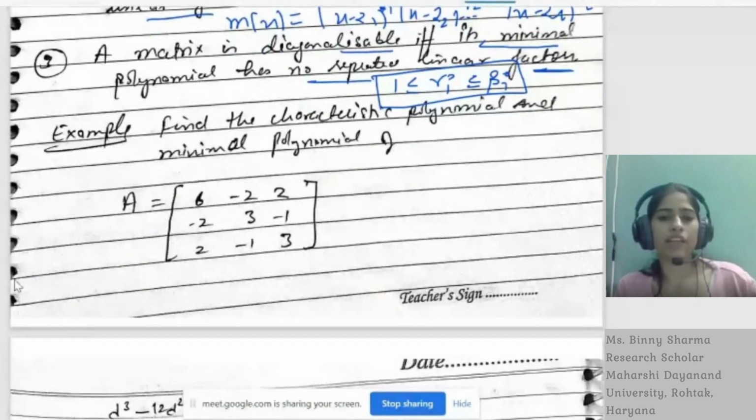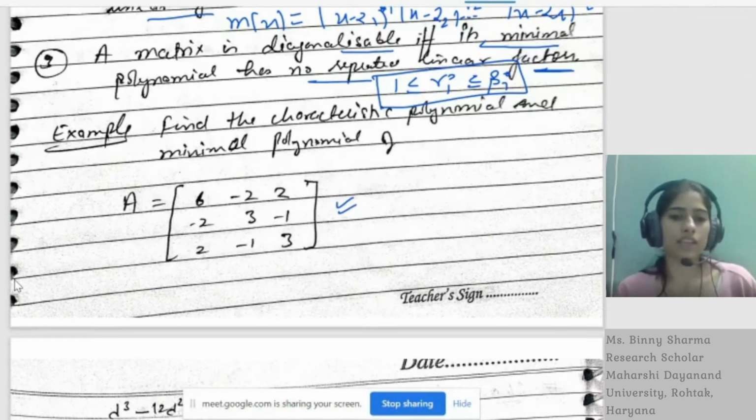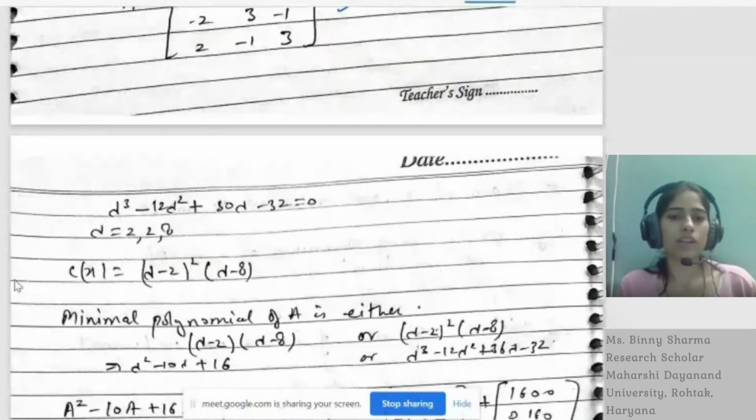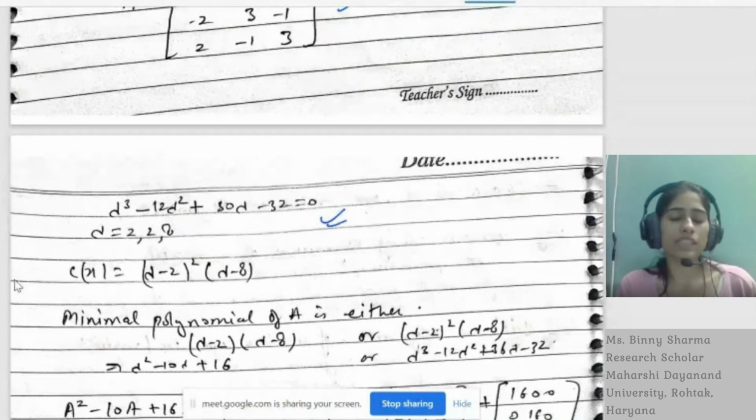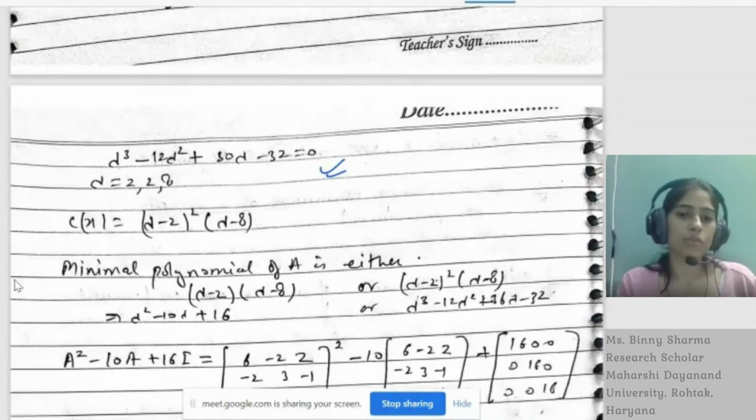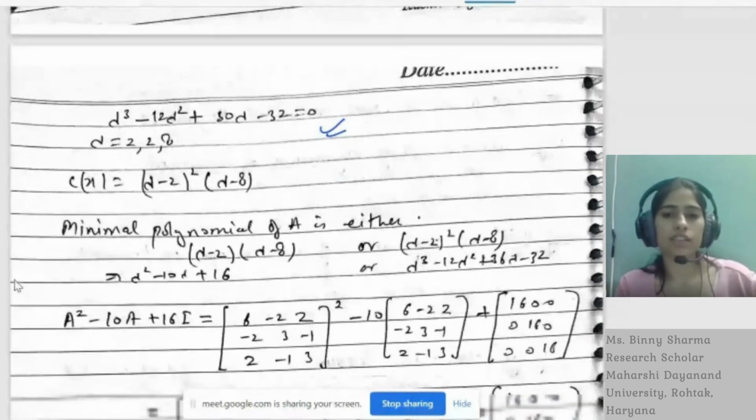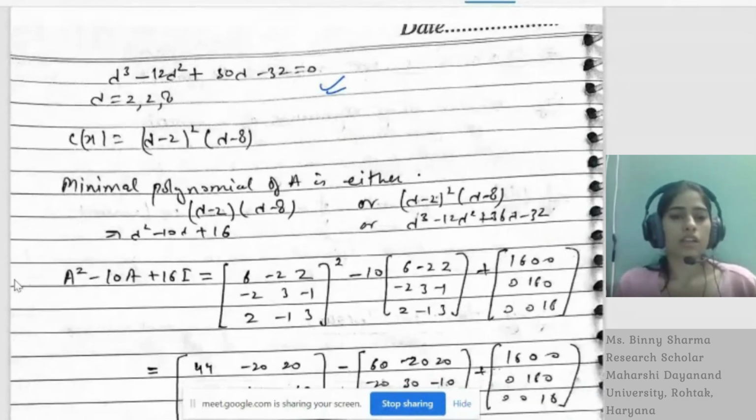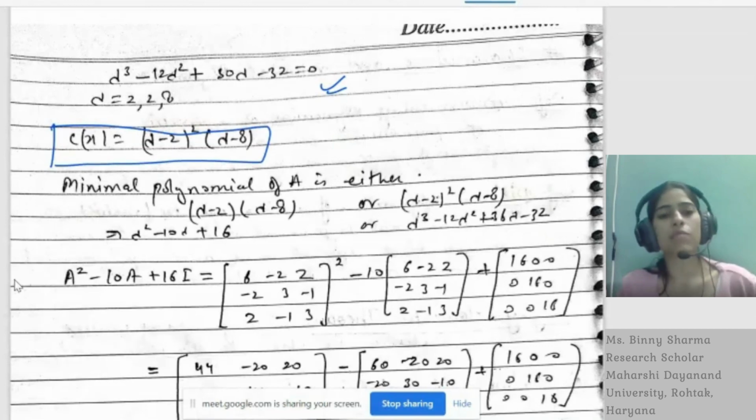You may have an idea from this example. Find the characteristic polynomial and minimal polynomial of this matrix A. The characteristic polynomial you can easily find out because we have already discussed this characteristic equation many times. Now see, the characteristic equation is C(x) = (lambda minus 2) square into (lambda minus 8).